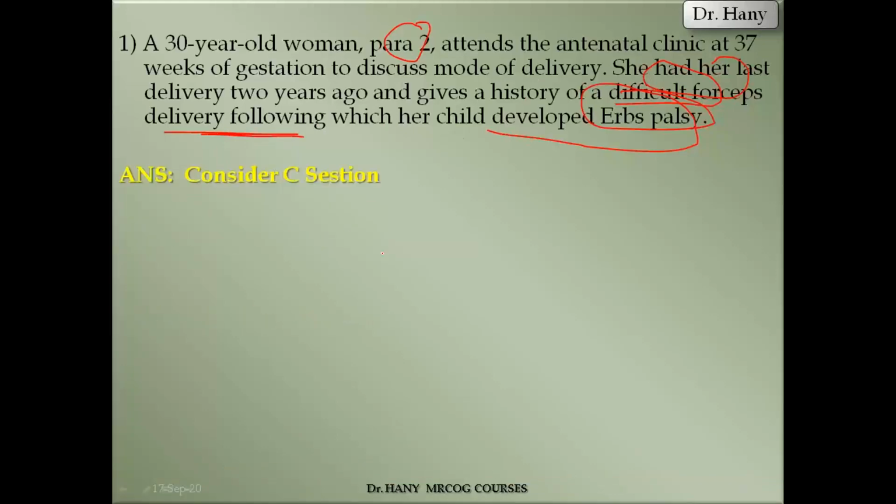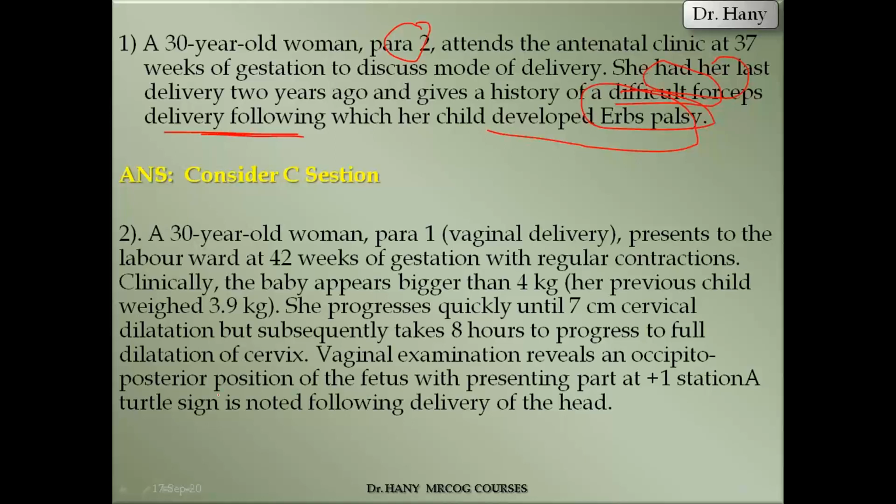Excellent. Okay, another scenario. A 30 years old woman, para 1, delivered vaginally, presents to labor at 42 weeks of gestation with regular uterine contractions. Clinically, the baby was big, 4 kg. Her previous child was also big, 4 kg. She progressed quickly until 7 cm cervical dilatation, but subsequently she took 8 hours to progress to full dilatation.